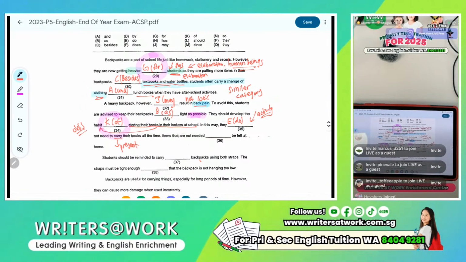Items that are not needed dash be left at home. So we are looking at this obligation or this instruction here. If you don't need to bring the items to school, you should put them at home, which means that we should use should, because this is a modal verb that is used to show instruction or obligation. Okay.